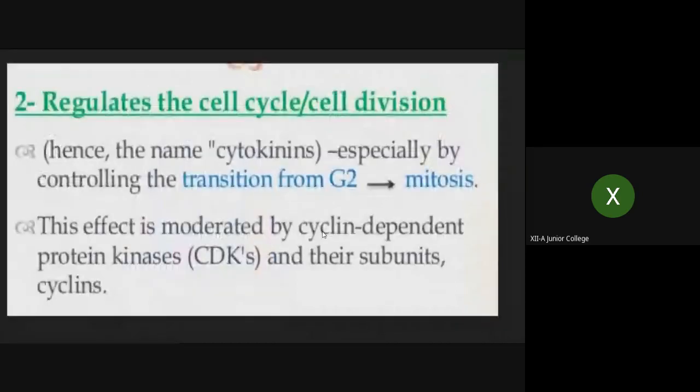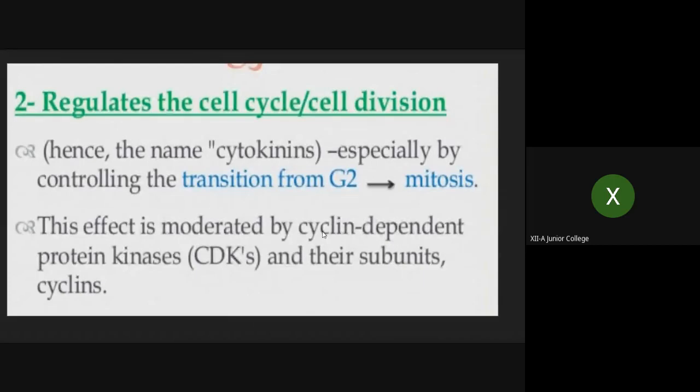Next application regulates the cell cycle, cell division. Hence, the name is cytokinins, especially by controlling the transition from G2 to mitosis. If you remember the cell cycle, do you remember the cell cycle? G1, S, G2, and then M phase. If you remember, M phase is what? Mitosis. So, transition from G2 to M, that is the mitosis.